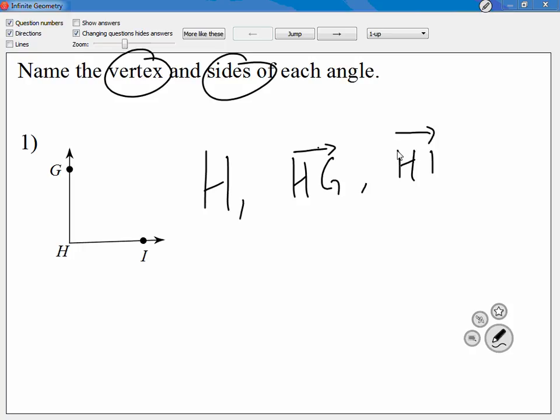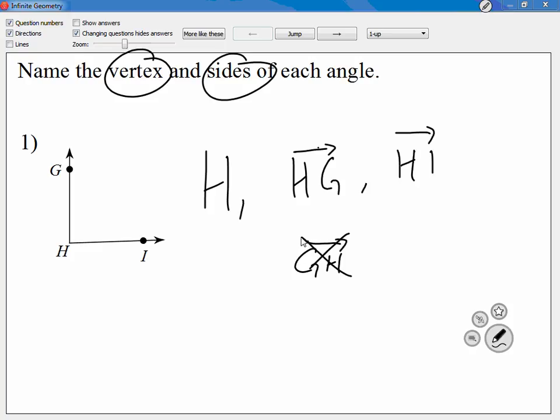Make sure that tomorrow, when you take the test, on the rays you put the little ray symbol on top. If you just write HG with nothing on top, that is incorrect. You have to write the arrow on top. Also make sure you have the correct order. If you were to write GH, that would be incorrect, because that's not true. So make sure you have the correct order and the arrow on top.